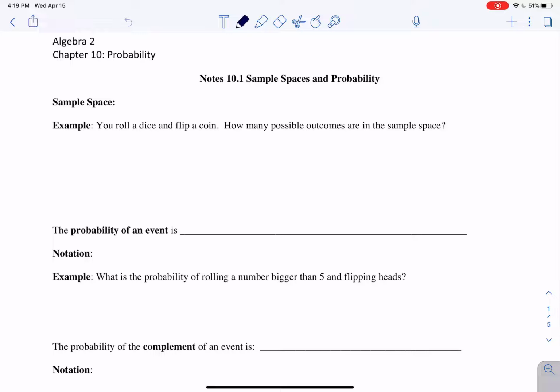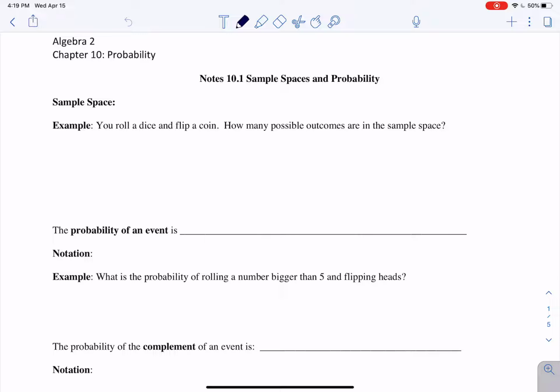Right, so this video is on chapter 10. We're starting a new chapter, and it's the last main chapter for this year on probability. So we're going to do some probability, and then we'll start a little bit of chapter 11, which is on statistics, but the main focus right now for the next few weeks is to finish up probability for this class.